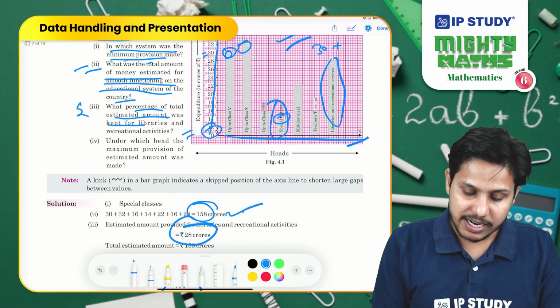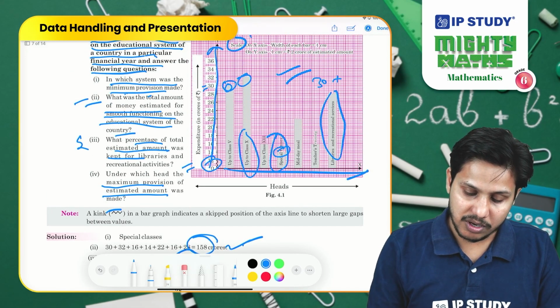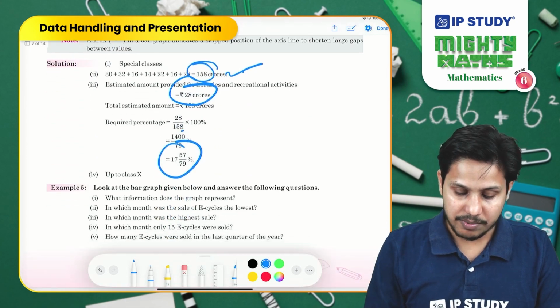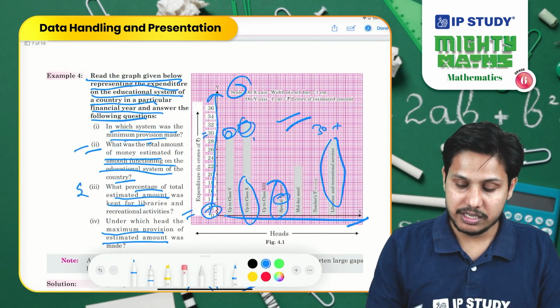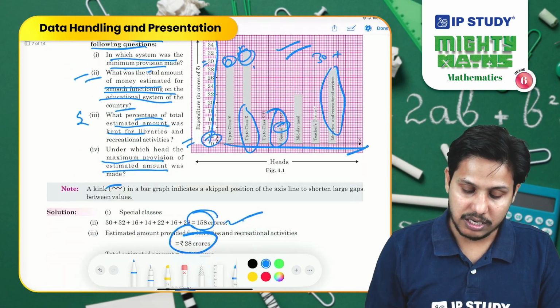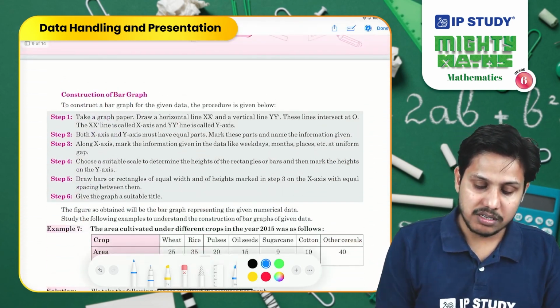Next, under which head was the maximum provision of the estimated amount met? Maximum. So this is for up to class 10. The highest bar that we can see over here, the highest height of the bar, is up to class 10. Yes. Now, moving to the next part, constructing a bar graph.